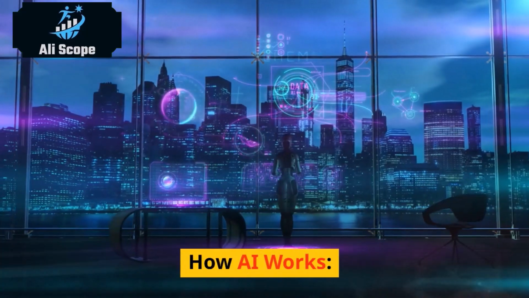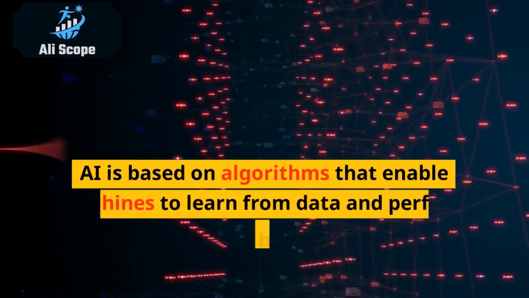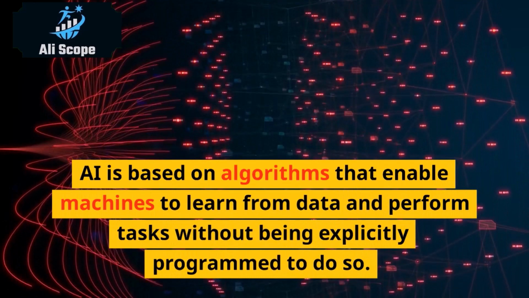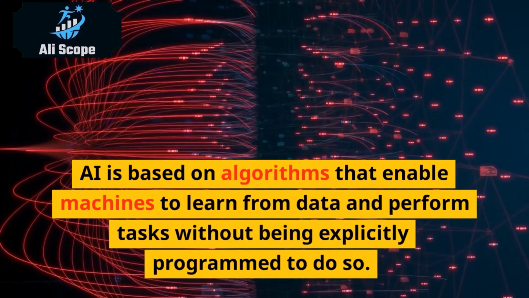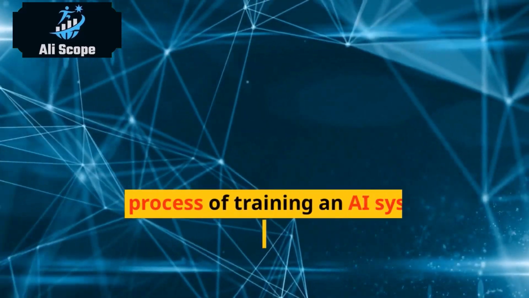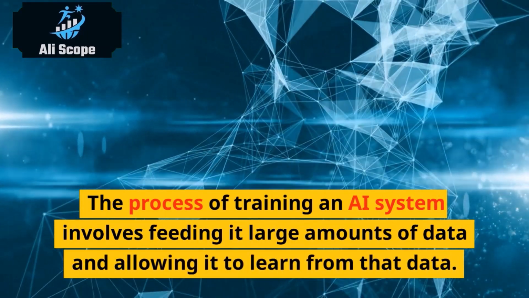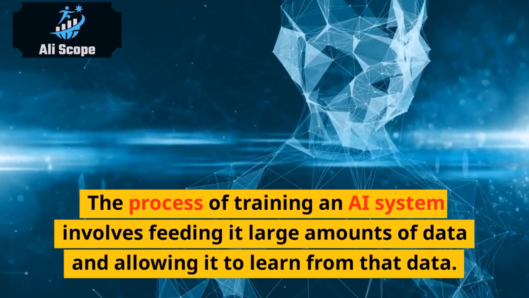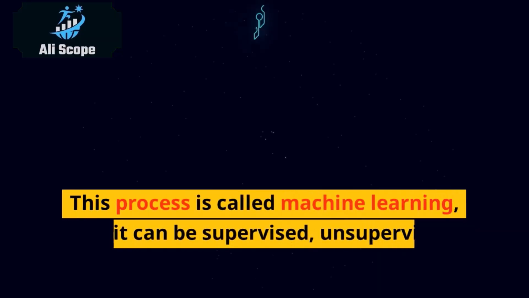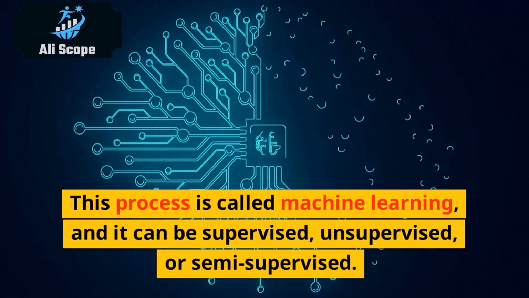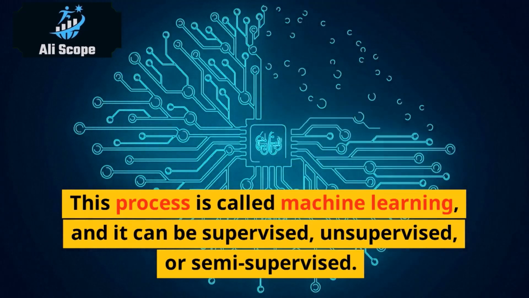How AI works? AI is based on algorithms that enable machines to learn from data and perform tasks without being explicitly programmed to do so. The process of training an AI system involves feeding it large amounts of data and allowing it to learn from that data. This process is called machine learning, and it can be supervised, unsupervised, or semi-supervised.